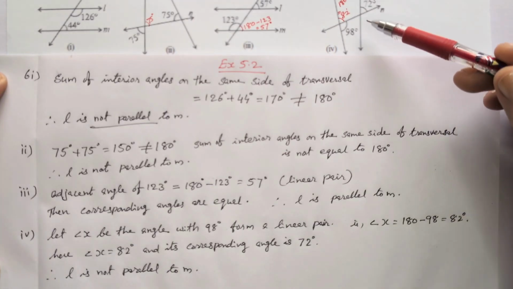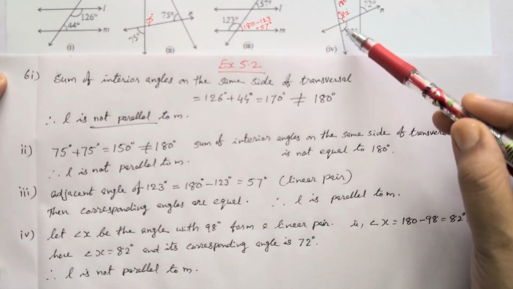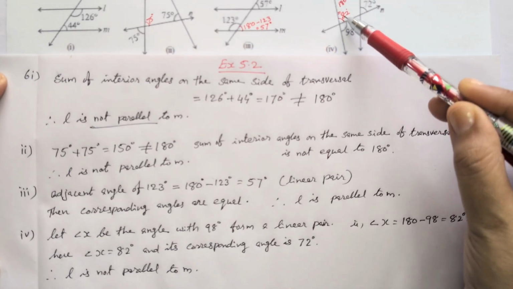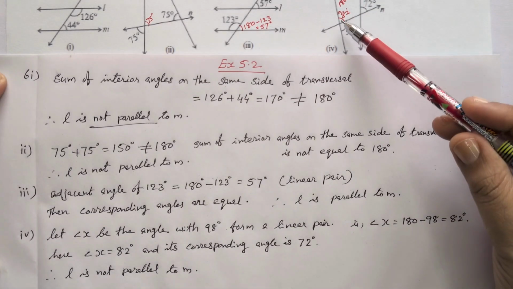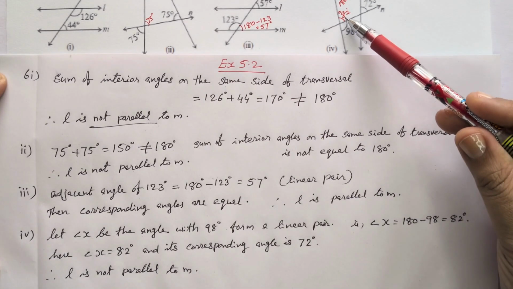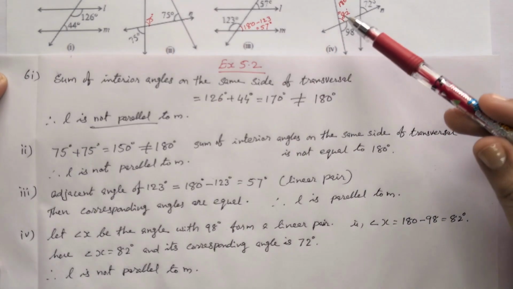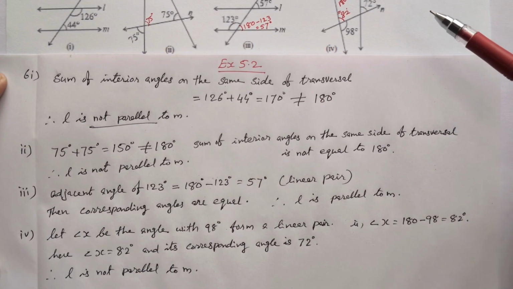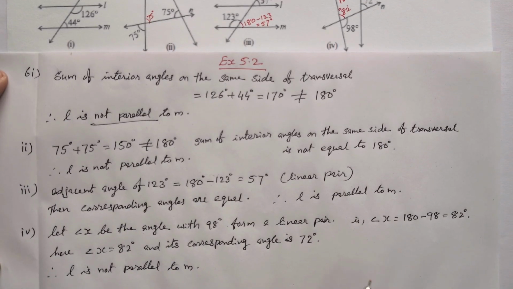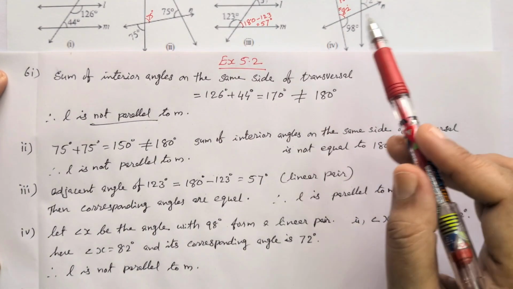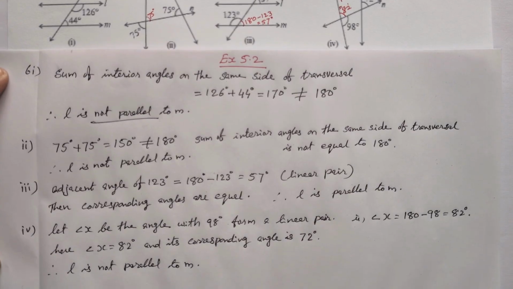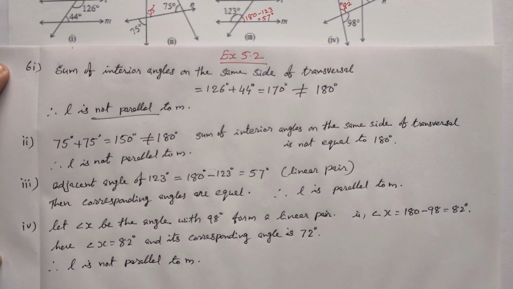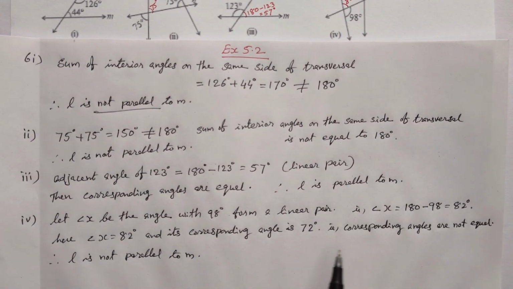Fourth figure, this angle is given 98 degrees. So using the linear pair property, 180 minus 98, we get this angle as 82. Here 82 and the corresponding angle here is given as 72. So we can see corresponding angles are not equal. One is 82, the other one is 72. If the corresponding angles are equal, then only the lines will be parallel. So here not equal. We can write angle X we got as 82 and the other angle is 72. Corresponding angles are not equal. Therefore, L is not parallel to M.